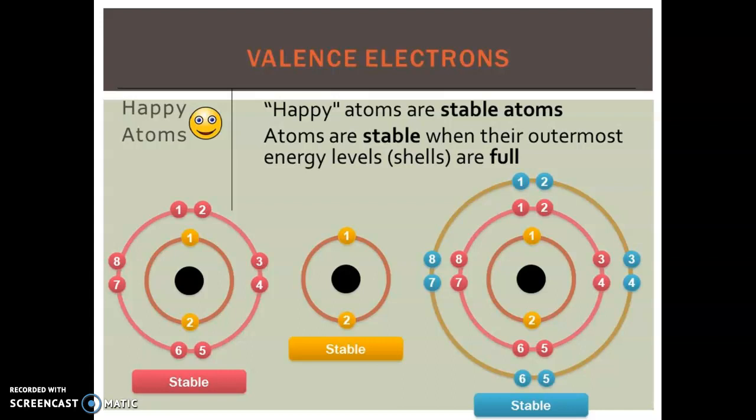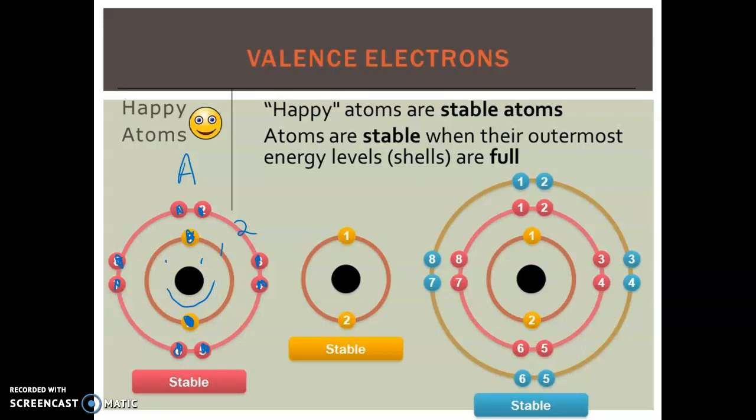So if we look at A right here, we have an element that has 2 rings, number 1 and number 2. There are 2 electrons in the first ring, so we filled that ring. And then the dots that we have here, 1, 2, 3, 4, 5, 6, 7, 8. We have 8 electrons in the second energy level. This is a stable atom, so this one is going to be really happy.